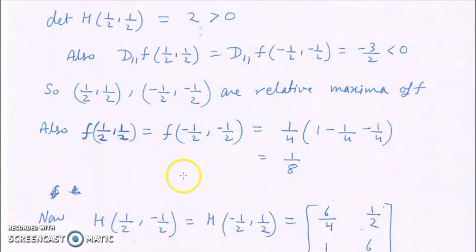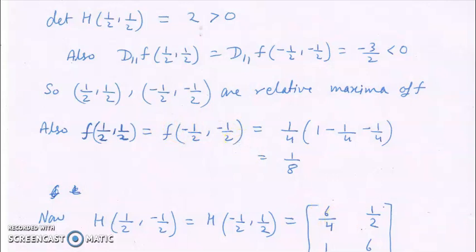Now similarly, the value of f at (1/2, 1/2) and the value of f at (-1/2, -1/2) is 1/8. So this is the relative maximum value of f, and the relative maximum value for both the points is the same here.